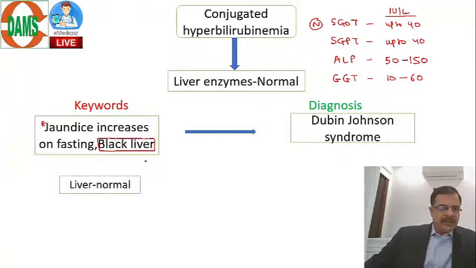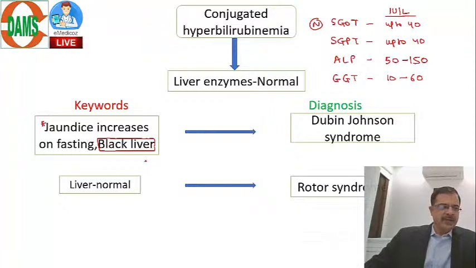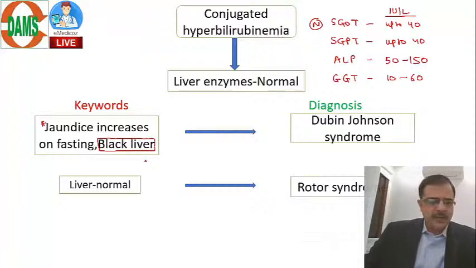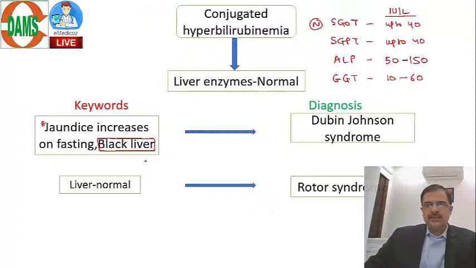Now, liver is normal, no defect, patient is asymptomatic, conjugated high bilirubin, liver enzymes are normal, everything is okay. Then go for a diagnosis of Rotor syndrome. Then our answer will be Rotor syndrome. So two causes where liver enzymes are normal: Dubin-Johnson syndrome and Rotor syndrome. Now moving on to the next possibility. Hopefully this is clear to all of you.